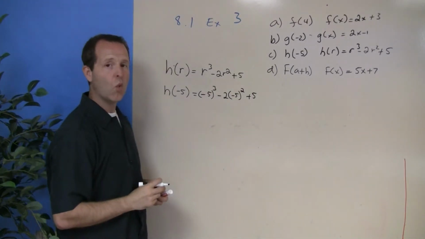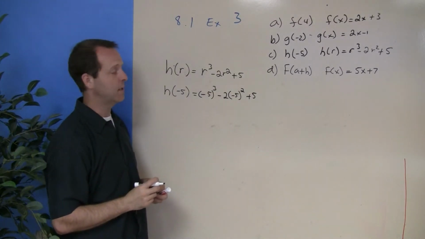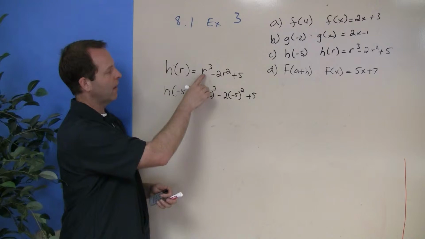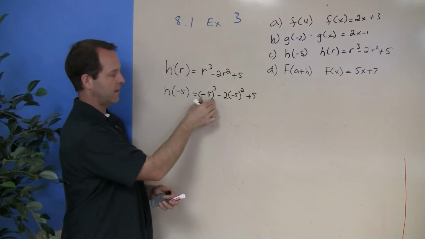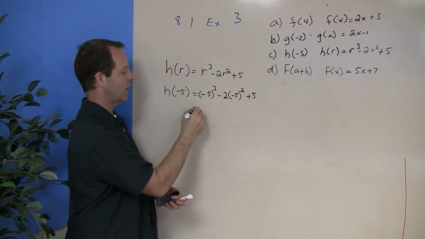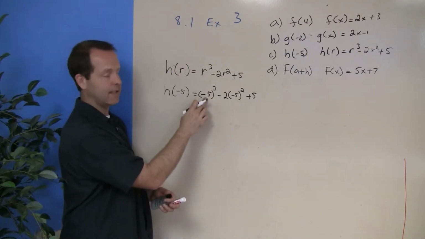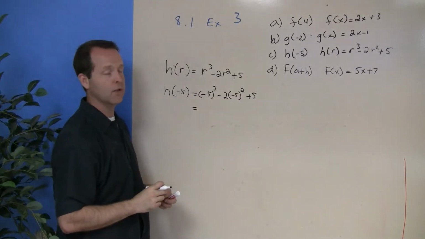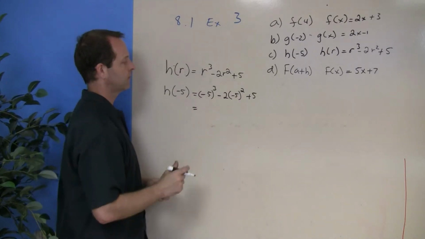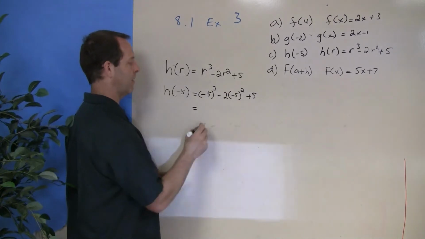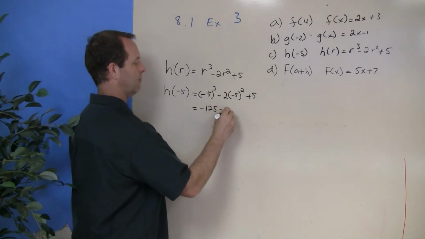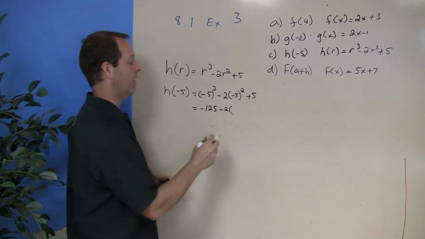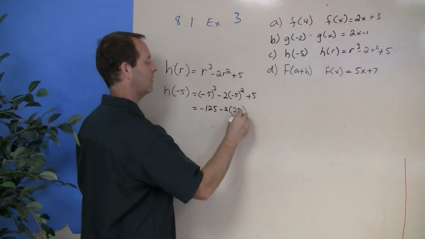You probably saw me do one other thing too that I would advise you to do. And that is, when I'm substituting a value for a particular variable, I'm going to put parentheses around it. Because as I solve this out, it's the entire -5 that's being raised to the 3. So -5 times -5 times -5 is a -125. Minus 2 times -5 squared, which is a 25, plus a 5.